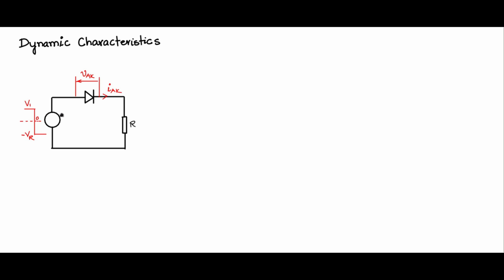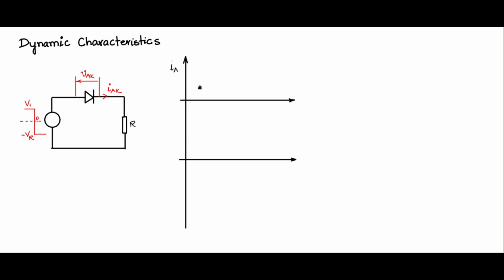With these parameters that we have named, let us see the time evolution. Let us draw the graph with respect to time. The top graph is IAK, the diode current, anode to cathode, and the bottom one is the voltage across the diode, VAK.